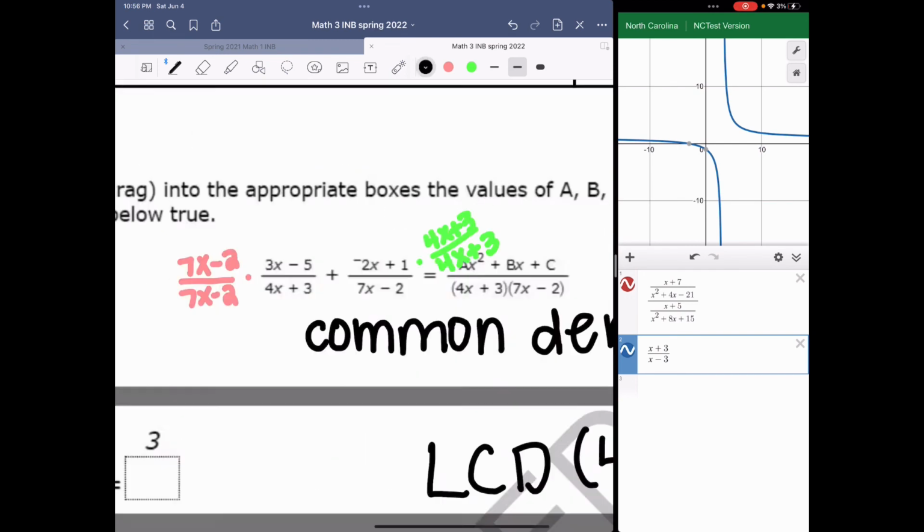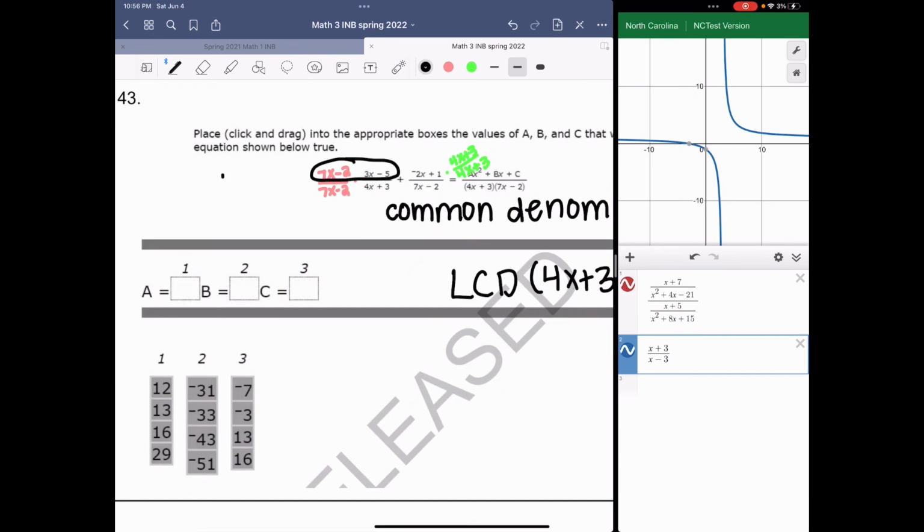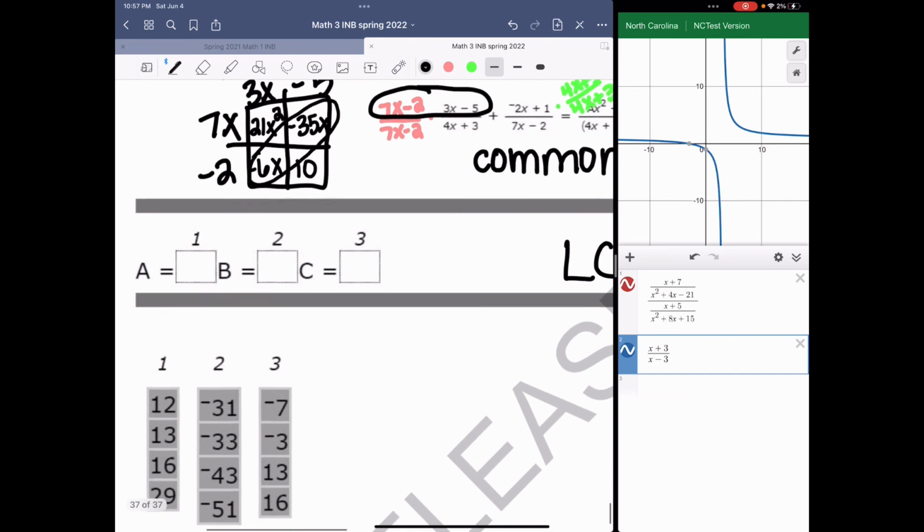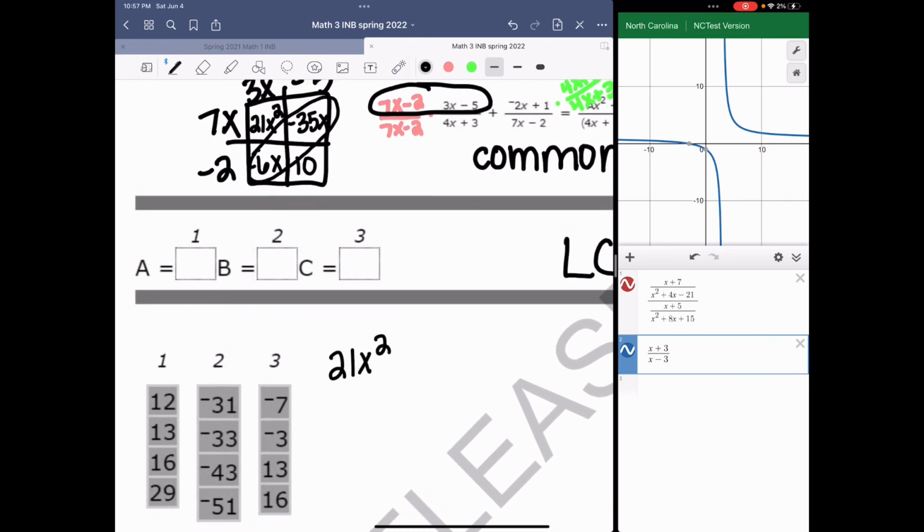All right, so first thing I need to do is multiply that. If you need to use your box method to multiply, please do. If you don't, then no worries. Just multiply it like you normally would. So in this situation, I'm going to get 21x squared, negative 6x, negative 35x, and positive 10. And then I'm going to combine my like terms. So on this side, I have 21x squared, and then combining like terms makes negative 41x plus 10. And that's all over 7x minus 2 times 4x plus 3.